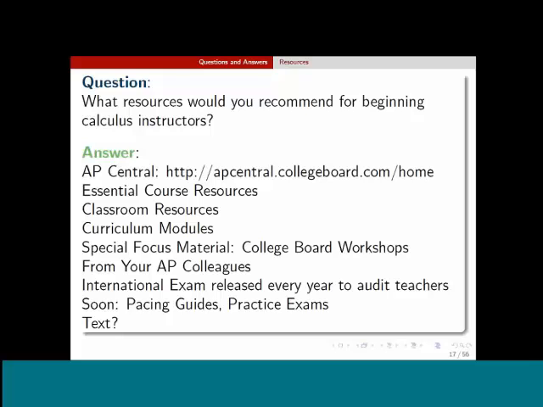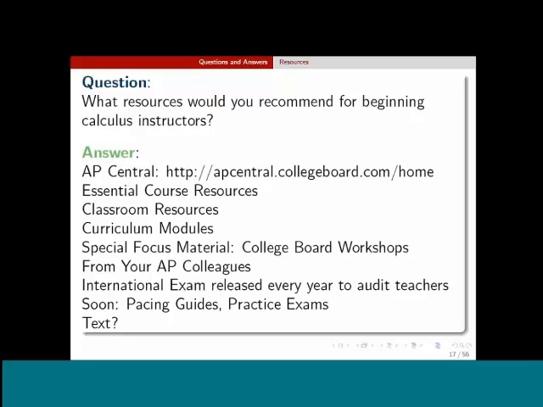And people always ask me, well, where can I get some sample exams? Well, if you don't know, the international exam is released every year to audit teachers. So I think you'll remember, those of you who have been teaching AP Calculus for a while, I believe it was the 2008 exam was released. There are no plans that I know of from ETS or the College Board to release another exam in that same manner. However, the international exam will continue to be released to audit-approved teachers. So there are at least 3 international exams that audit teachers can get a hold of. And as far as I know, that practice is going to continue.